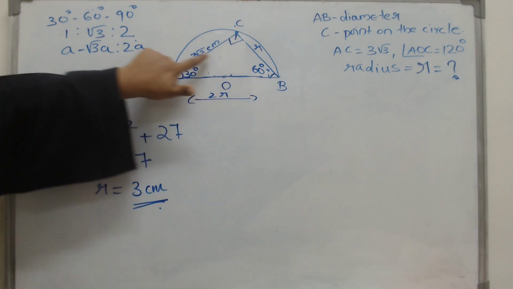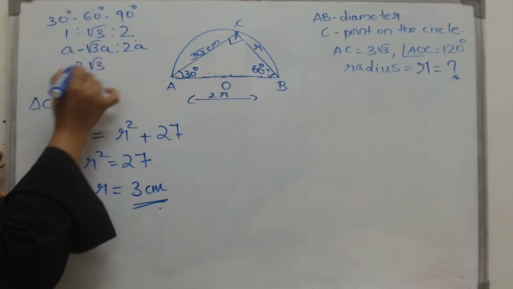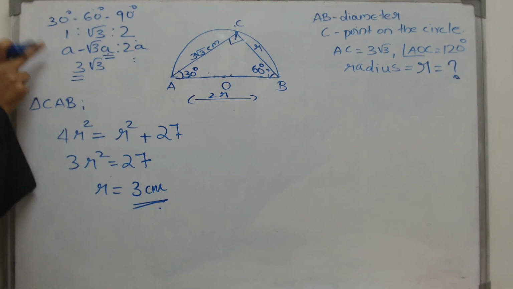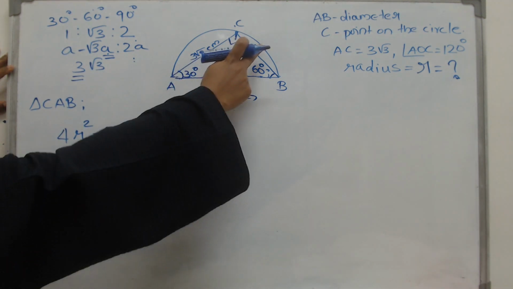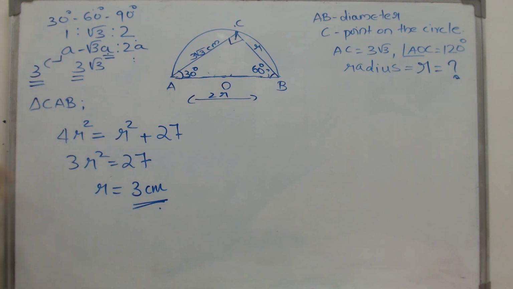But the side opposite to 60 is 3√3, which means our A is 3. So the side opposite to 30 degrees, which is actually R, is 3 centimeters, or in other words, our radius is 3 centimeters.